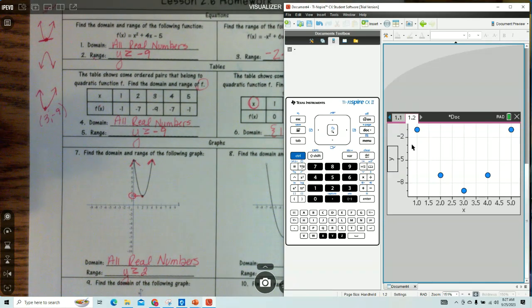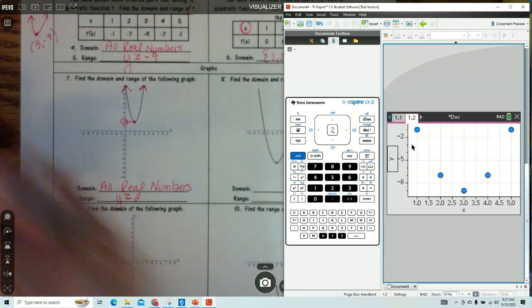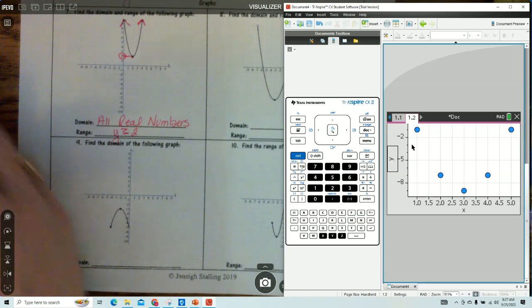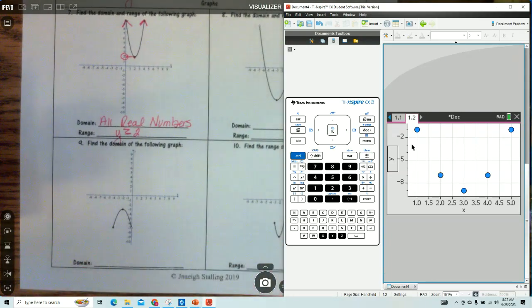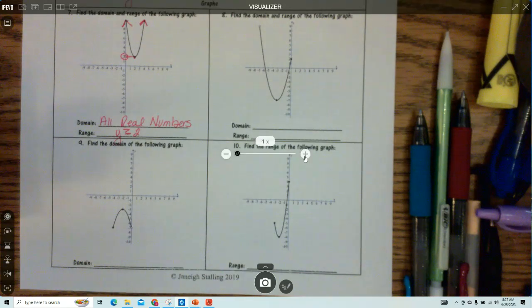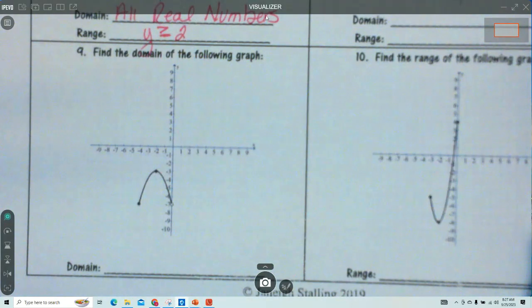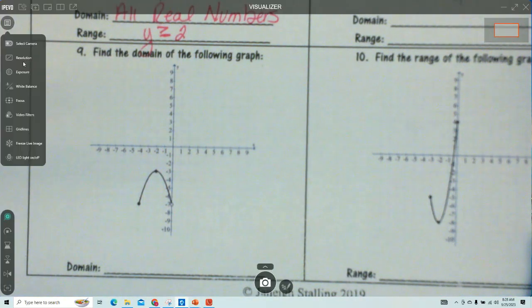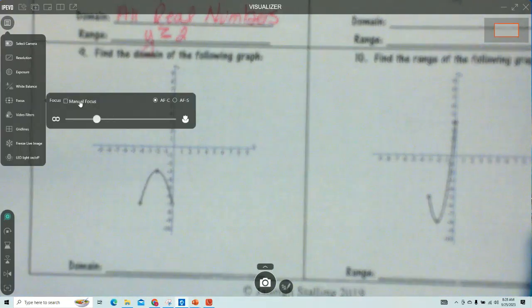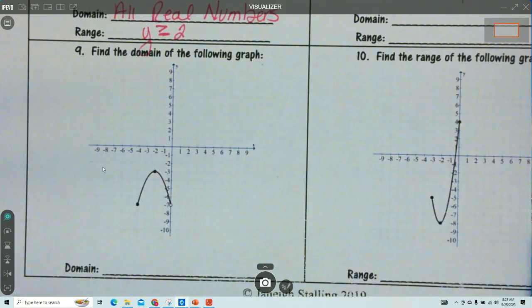All right, I'm going to go down to 9, but we're going to find the domain and range both of 9. Just because we haven't done one that's tipped upside down like this. All right, so first off, it says we're going to do the domain first. Let me zoom in so y'all can see up here a little bit better what's going on. Ooh, blurry. A little bit better. Okay.